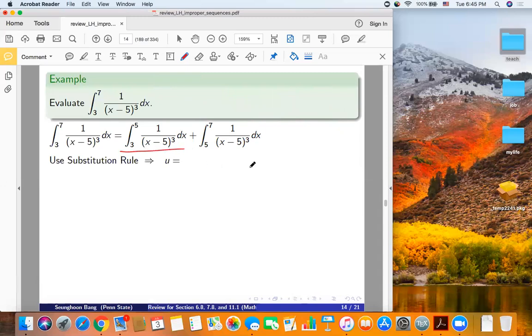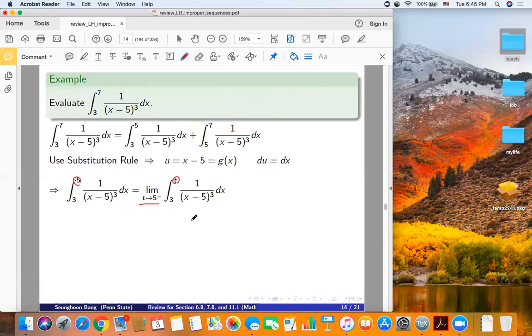So what's u? U is x minus 5. du is the derivative of x minus 5, which is just 1, so 1 times dx is just dx. Then you can change it: the limit as t approaches 5 from the left. You can replace the discontinuity by t, and t approaches 5 from the left, of the integral of 1 over (x minus 5) cubed.